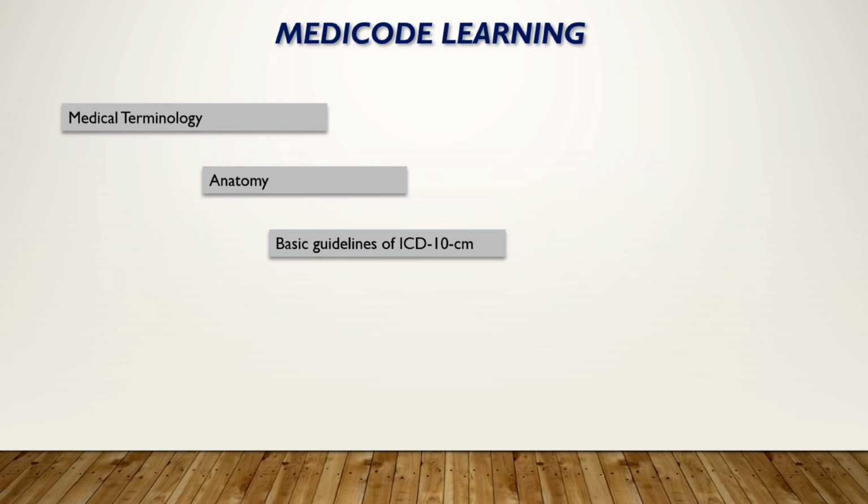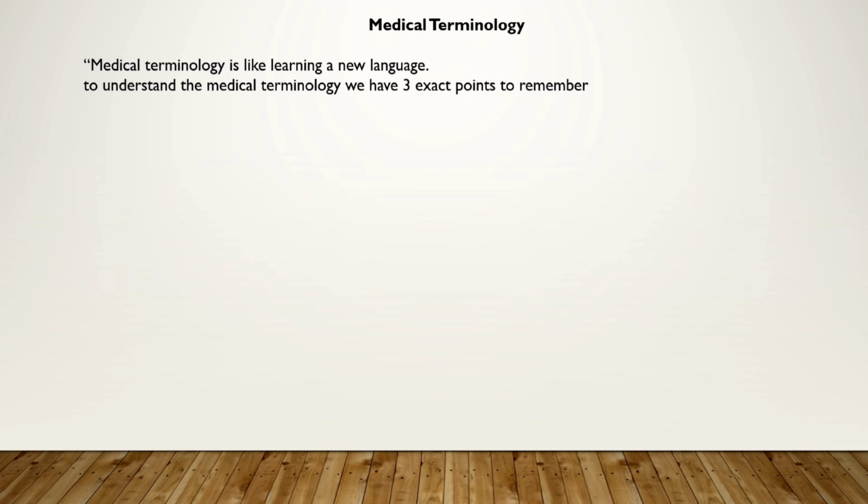So now look into the medical terminology. Medical terminology is like learning a new language. As coders, we must understand it clearly to assign the correct codes for any type of diseases or procedures, like what exact thing your report is saying. So now let's break it down. To understand medical terminology, we have exactly 3 points to remember. They are prefixes, suffixes and root words.